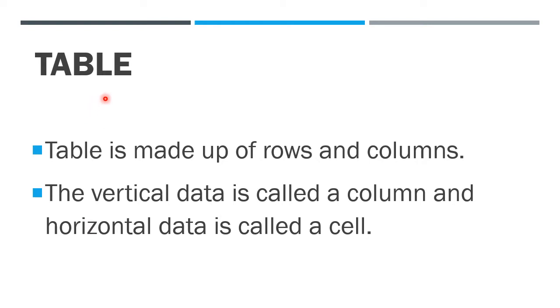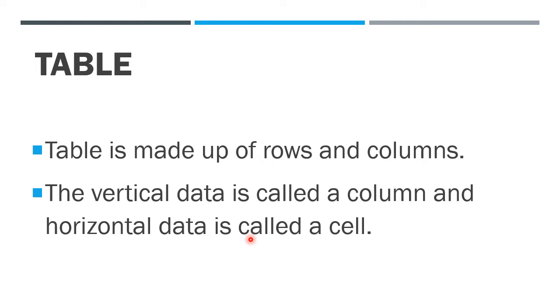First, we are going to see what is meant by table. You know already, a table is made up of rows and columns. The vertical data is called a column and the horizontal data is called a row.